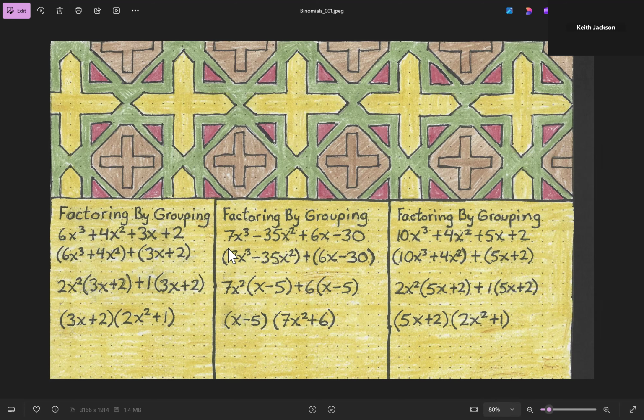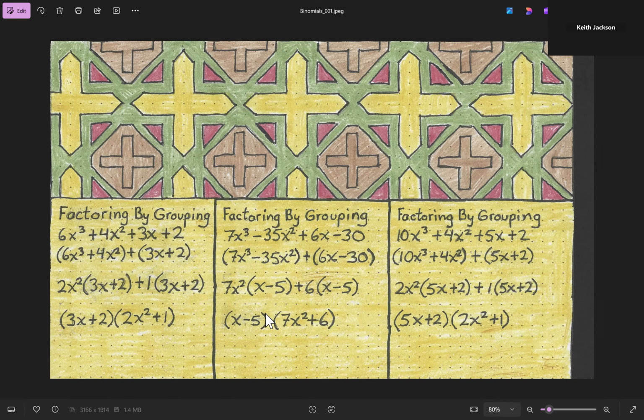With that in mind, let's try that same logic on 7x cubed minus 35x squared plus 6x minus 30. Let's group those terms. When we group 7x cubed minus 35x squared, we can factor out 7, because 7 is the greatest common factor of negative 35 and 7 itself. We can also factor out an x squared because x squared is the greatest common factor of x cubed and x squared.